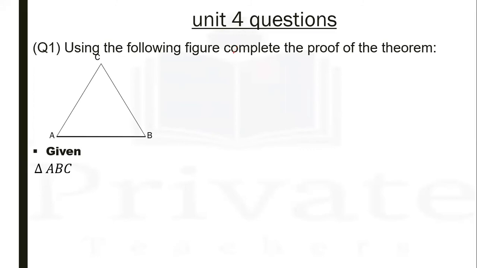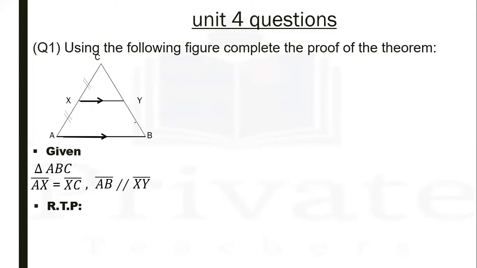Here we are given the triangle ABC. In it we have AX is equal to XC. Here X is the midpoint, because it is given that AX is equal to XC. And AB is parallel to XY. These are the givens. What is required is to prove that CY is equal to YB.